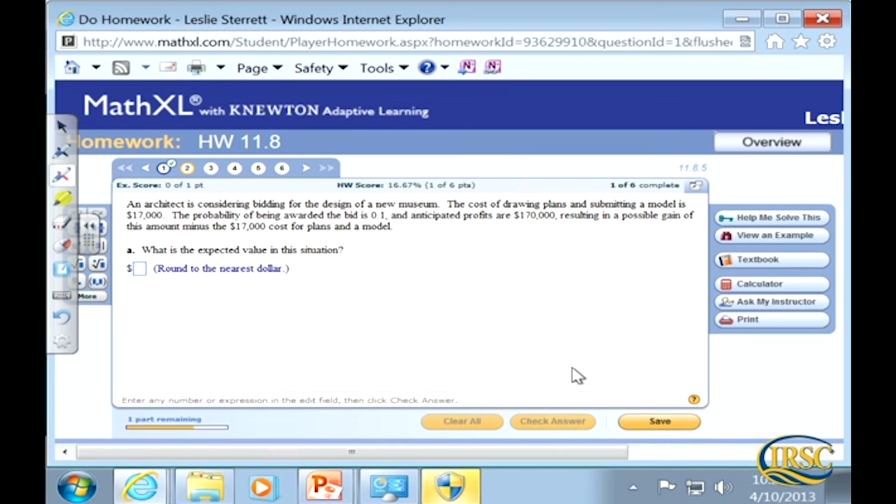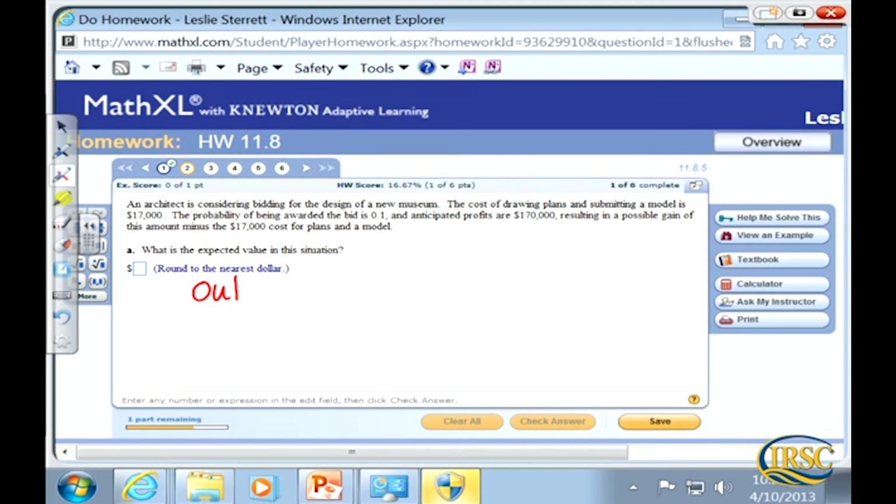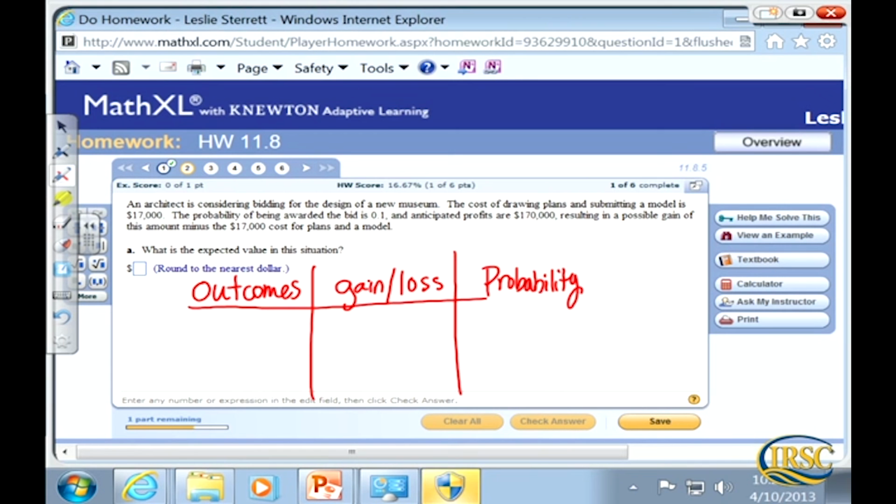We need a chart of outcome. Okay, so outcomes, gain or loss, and the probability of that happening. Eventually, we'll have a column for products, but we'll get to it when we get there. So this is the main thing that you need to remember here to create your chart.